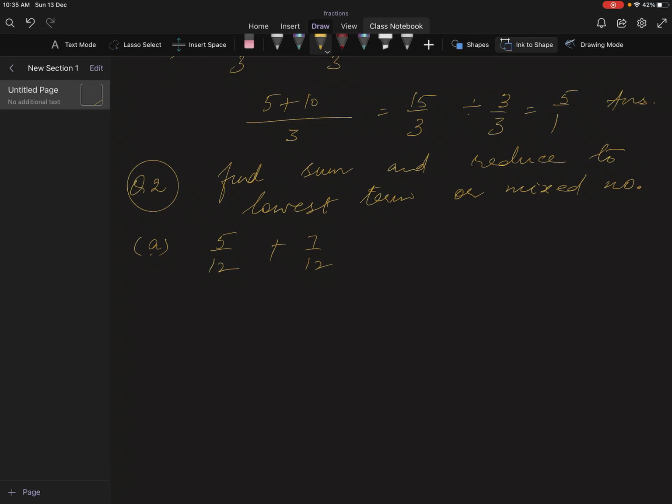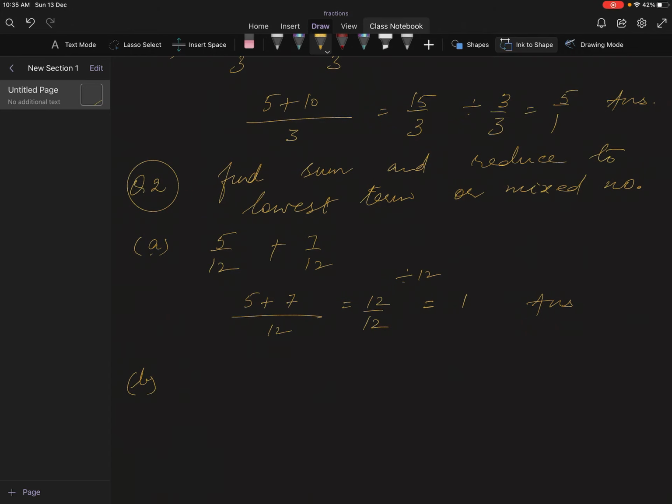First step, observe the denominators. Come to a conclusion, they are like. 12, I have taken my denominator of my sum and I add the numerators. 12 upon 12. My answer is 1 because I have divided by 12. So in this case, I have reduced it to the lowest term.